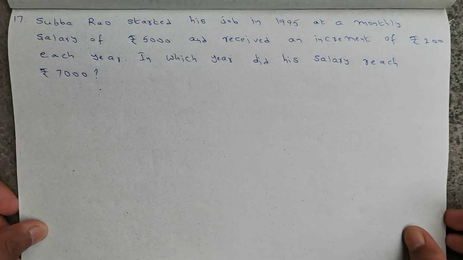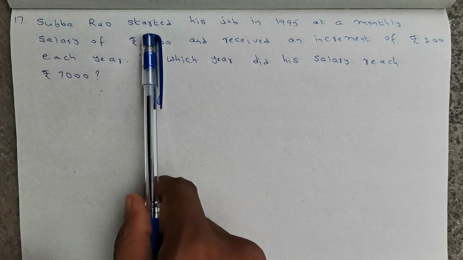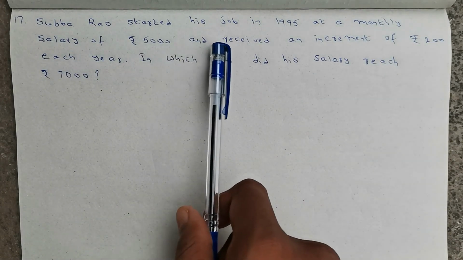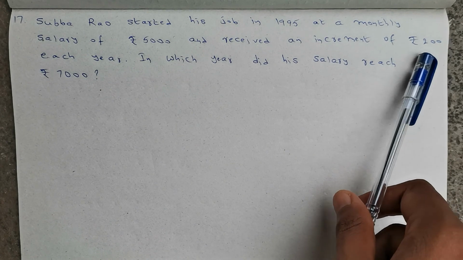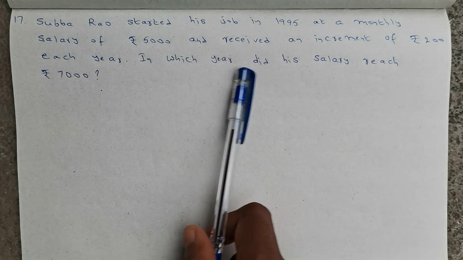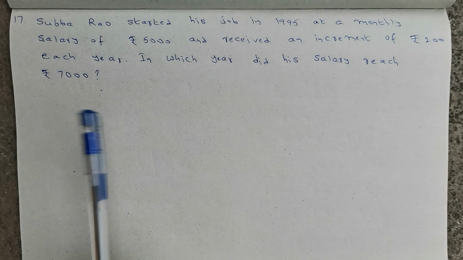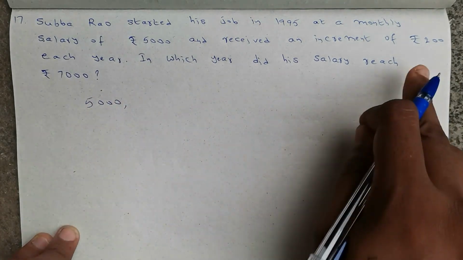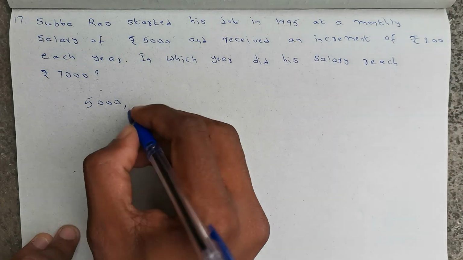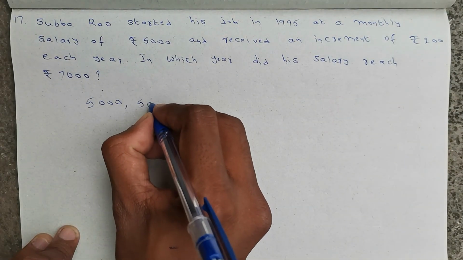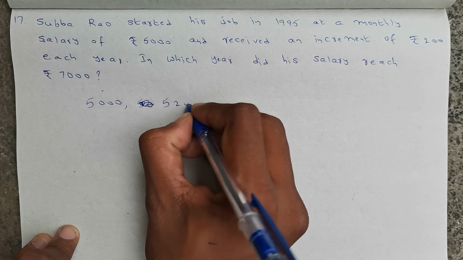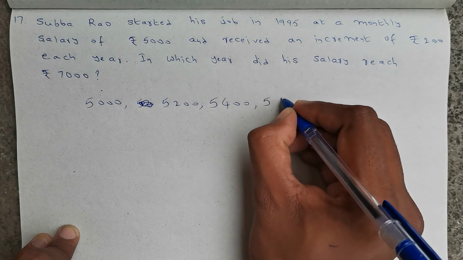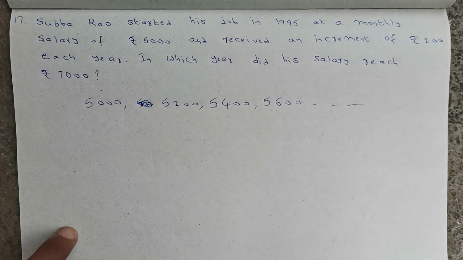Let us check the last problem in this exercise. Subbarao started his job in 1995 at a monthly salary of 5,000 rupees and received an increment of 200 rupees each year. In which year did his salary reach 7,000 rupees? So in the beginning his salary is 5,000 rupees. Every year it will increase by 200. So first year 5,200 rupees, again increased by 200, 5,400 rupees, again increased by 200, 5,600 rupees, and so on.